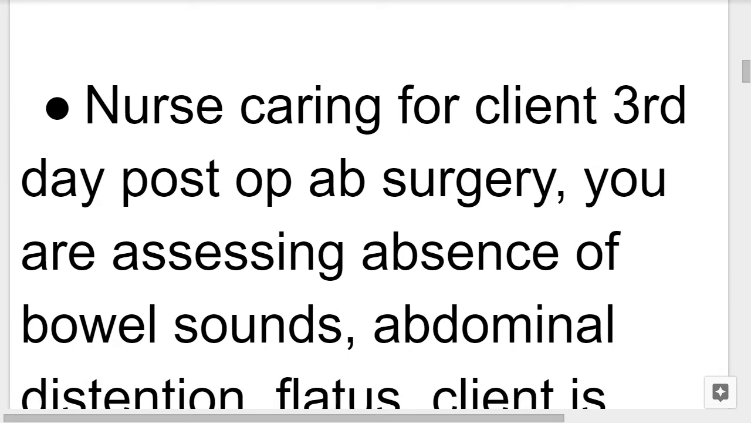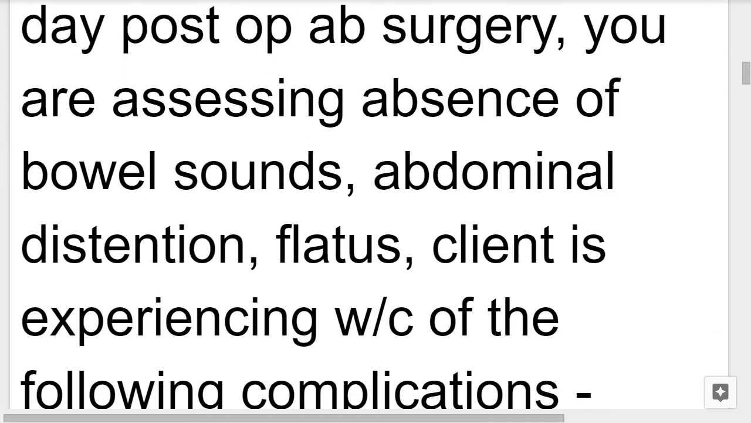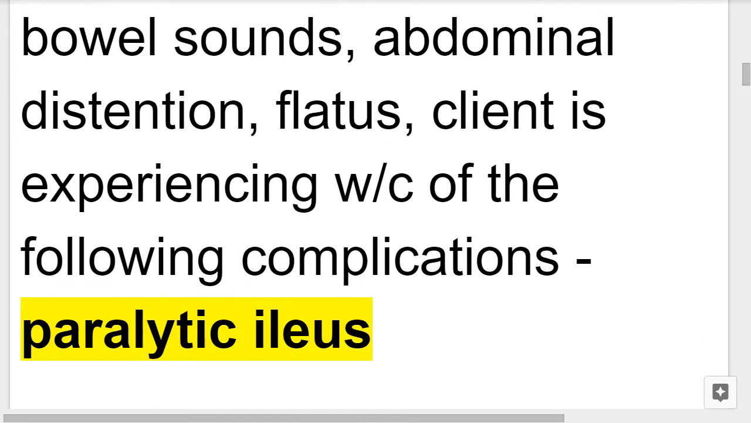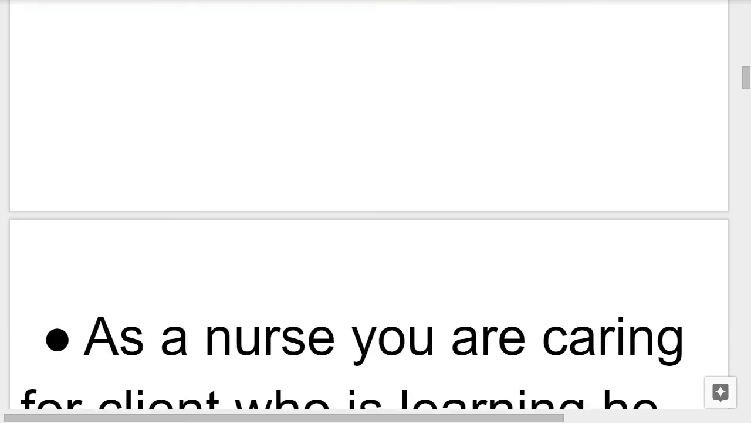Nurse caring for a client 3rd day post-operative abdominal surgery. You're assessing absence of bowel sounds, abdominal distension, and flatus. The client is experiencing which of the following complications? The answer is paralytic ileus.